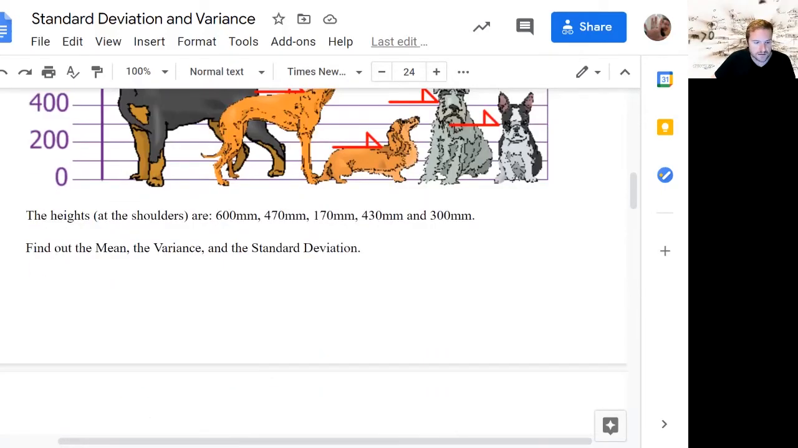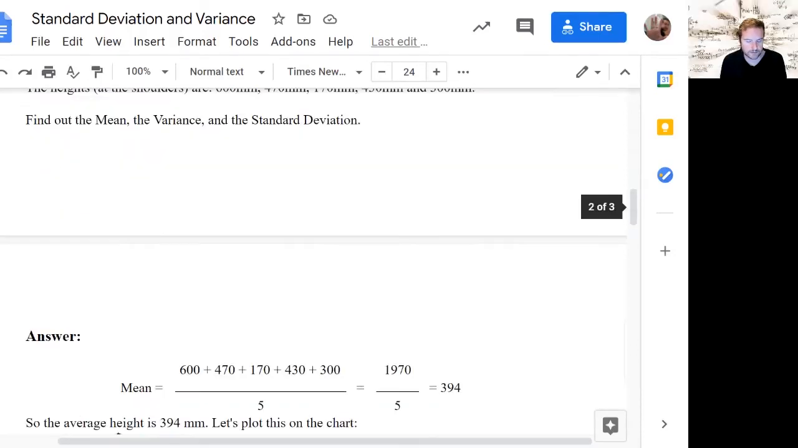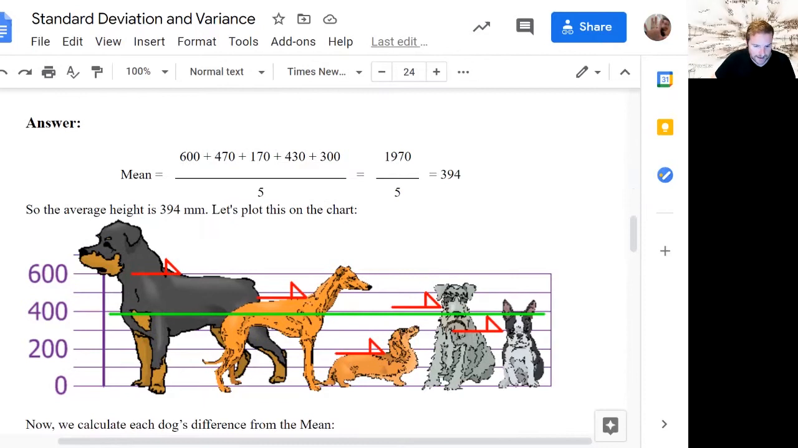So the first thing you're going to do is find the mean. So what is the mean? You should have come up with a mean of 394. So the average height for all the dogs is 394. So let's plot this on that same chart. That green line is the average.